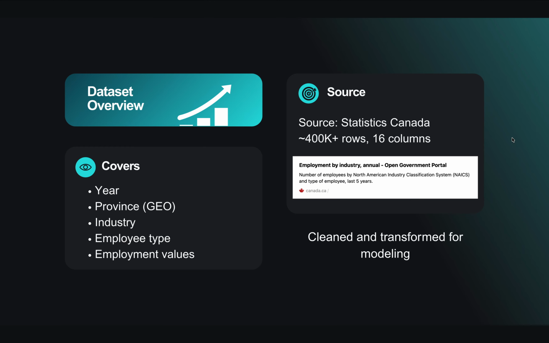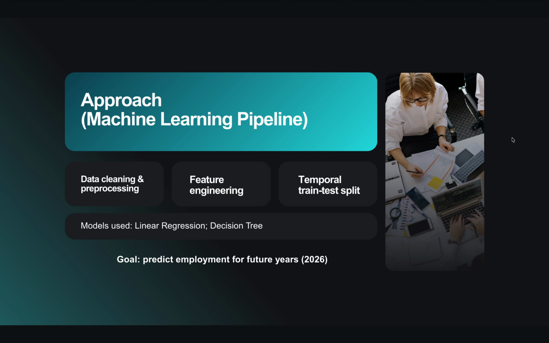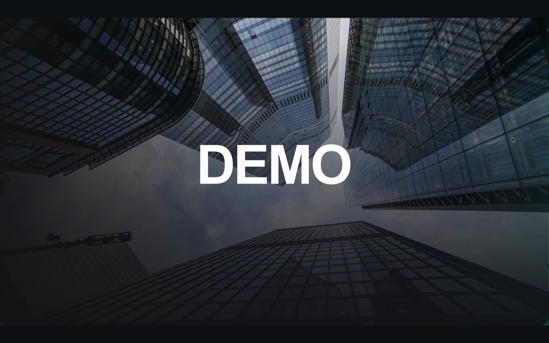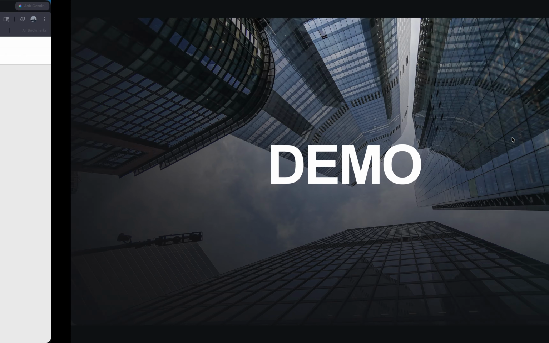I used data from Statistics Canada with around 400,000 rows and 16 columns, which includes year, province, industry, and employment values. And of course, before modeling, I cleaned and structured the dataset. The pipeline is very straightforward. I did data cleaning, feature engineering, temporal train test split, and then modeling. For the models, I used linear regression and decision tree, and the goal is to predict 2026 employment. So now I'll quickly walk you through the notebook.